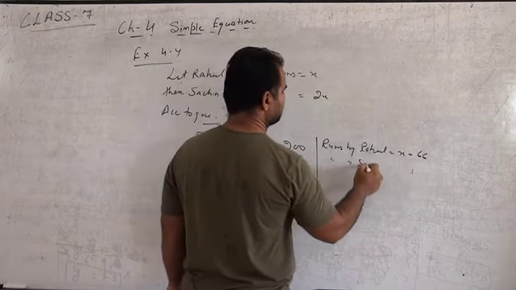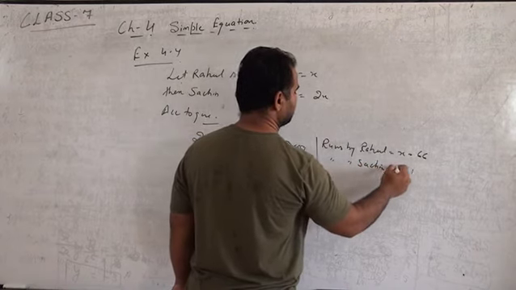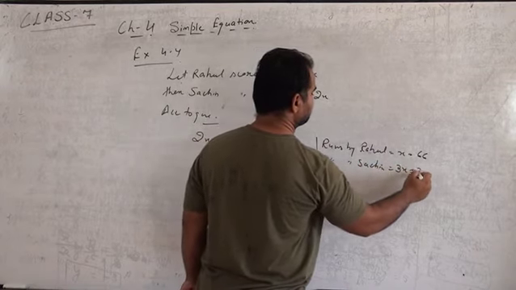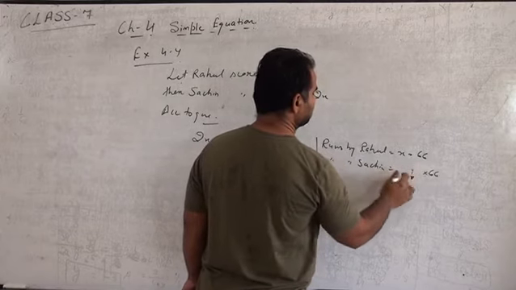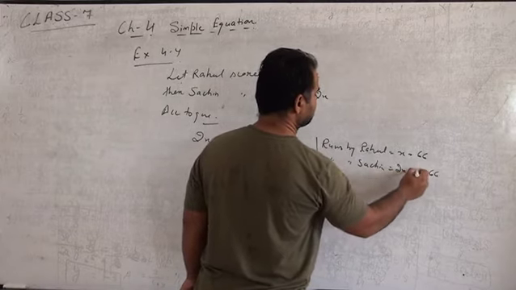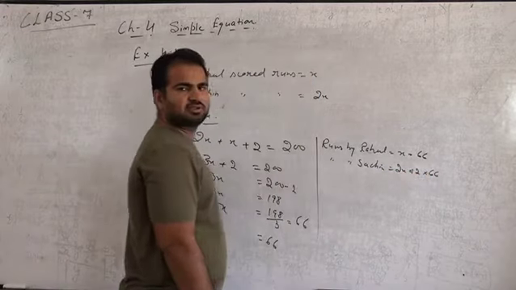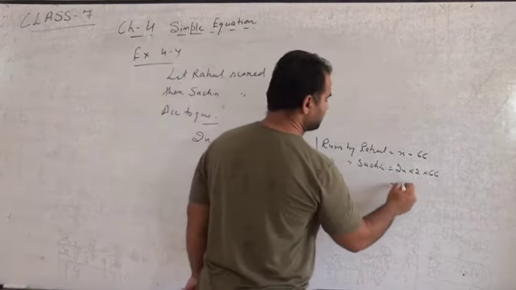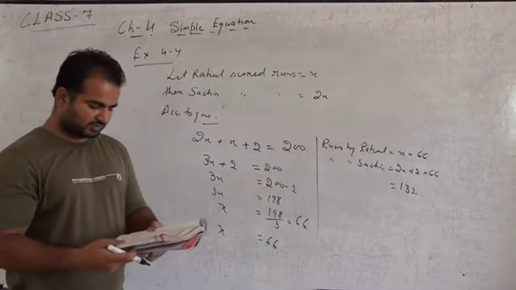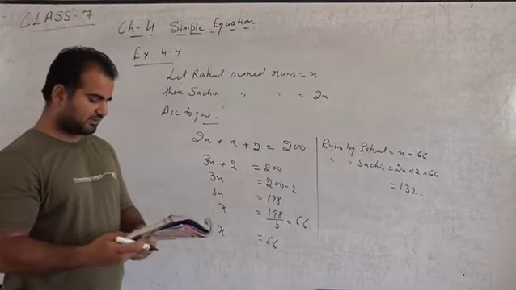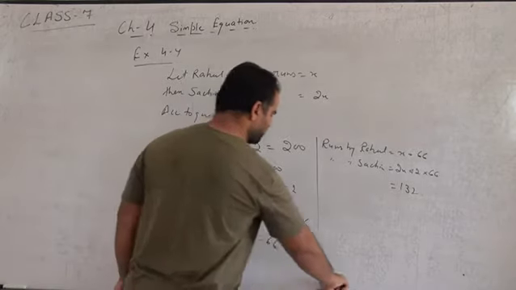Runs by Sachin equals 2x, equals 2 into 66. Okay, 2 into 66 will be 132. Okay, this is the final answer. Next, we have to do question number 3.